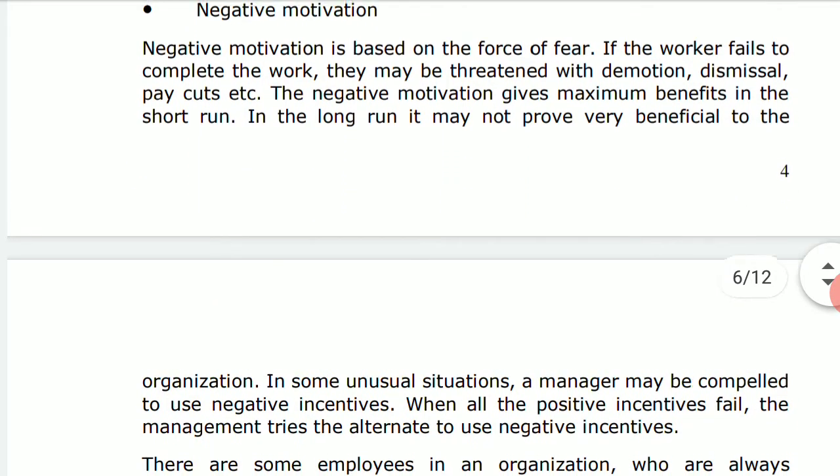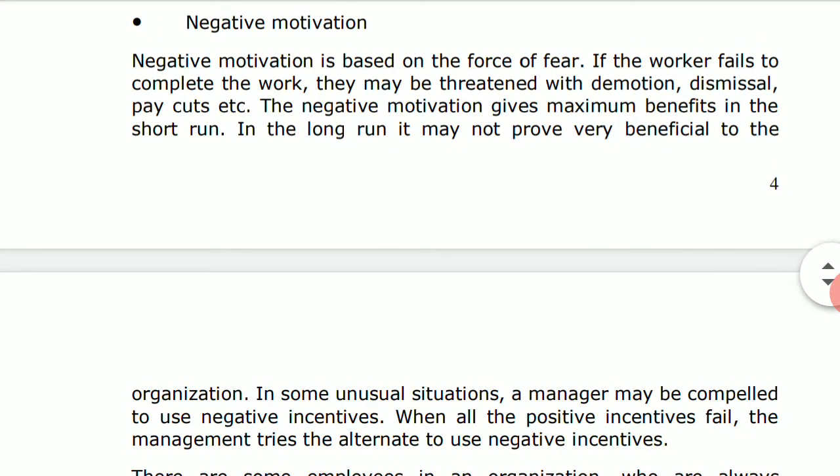One of the important types is also known as negative motivation, though if you see it theoretically, there is no negative motivation. Motivation can never be negative, but yes, negative motivation is a kind of feeling that is created out of force of fear, right, because you are fearful. Because there is fear of something, we do some work, so that is called negative motivation. If the worker fails to complete the work, they may be threatened with action like demotion, dismissal, pay cuts, etcetera.